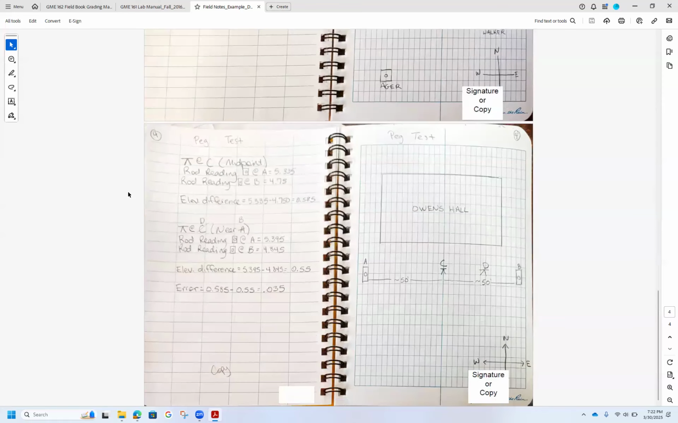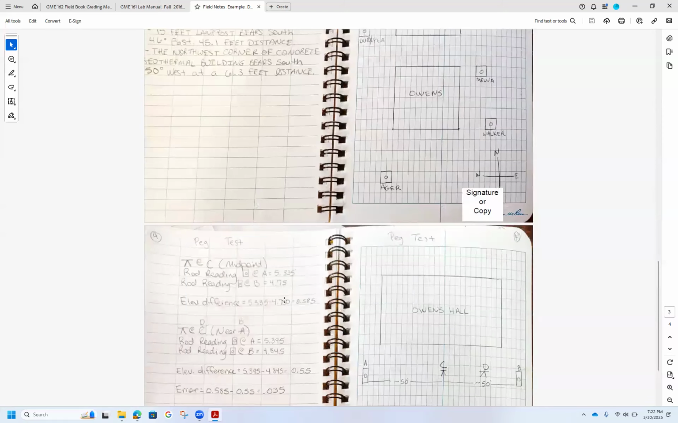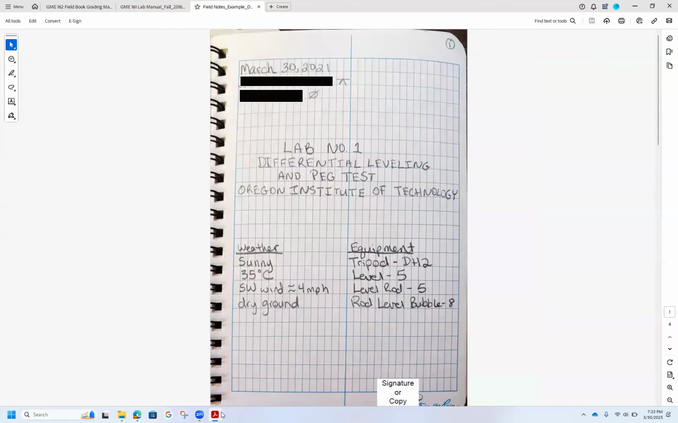What you are going to do first is the peg test, and then you're going to do your level loop. These guys did put their notes in the reverse order. I'm 99% confident that they did their peg test first to calibrate the instrument, then went through their level loop and got those notes done. So there is that example.